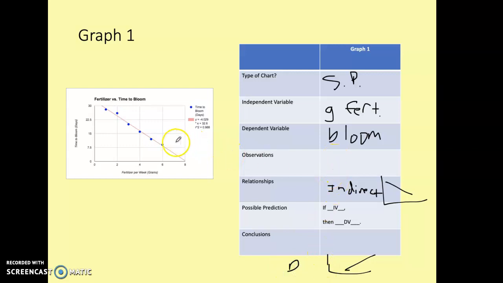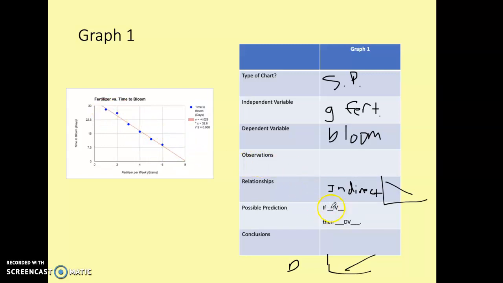So observations, like if you double your amount of fertilizer from 2 to 4, your bloom time goes from 25 days to roughly 15 days. If you add 2 more grams, 4 to 6, you go from roughly 15 to 7.5. So you see kind of a linear decrease here. There seems to be a pretty strong indirect relationship.